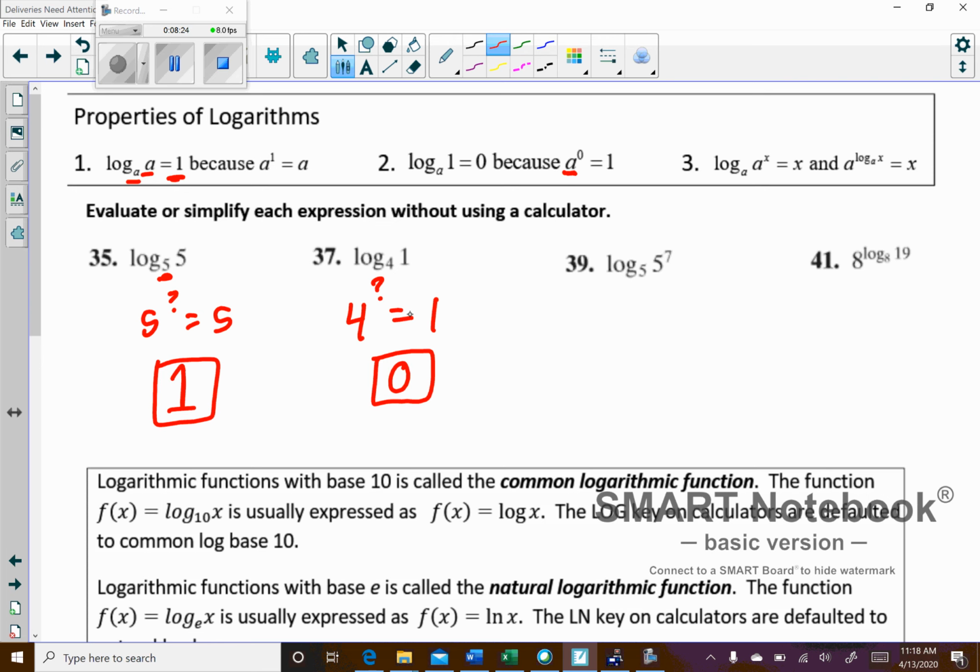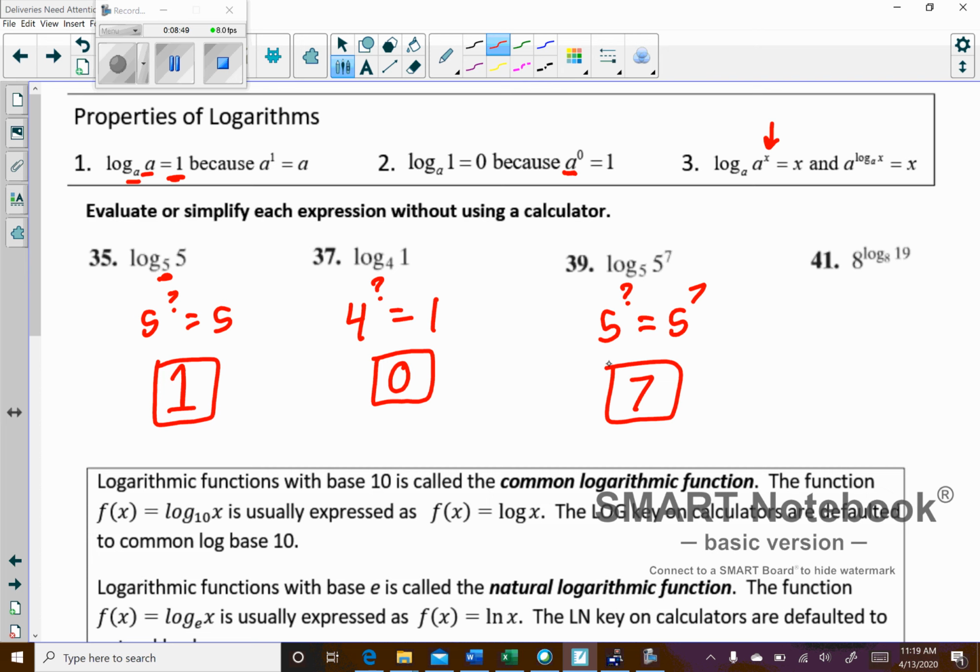Okay, what if what I'm evaluating already has a power right there? Well, basically, that's going to be your answer, the power right there. And so, for example, right here, 5 to what power gives me 5 to the power of 7? Well, in order to make the two sides equal, my unknown would have to be 7. So that's pretty easy to understand.